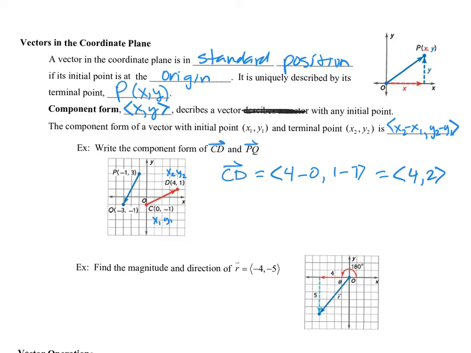Now let's find the component form of vector PQ. First of all, make sure you pay attention to which is your initial point and which is your terminal point. So you're going to take the terminal x minus the initial x, so that's negative 3 minus a negative 1, which of course is the same thing as adding a positive 1. And then to find the y component value, you'll take the terminal y minus the initial y, so that's going to be negative 1 minus 3, okay? And then do the arithmetic. So the component form for vector PQ is going to be negative 2, negative 4.